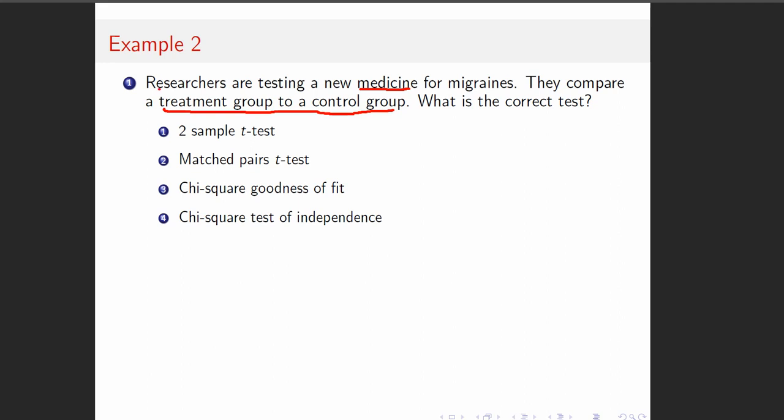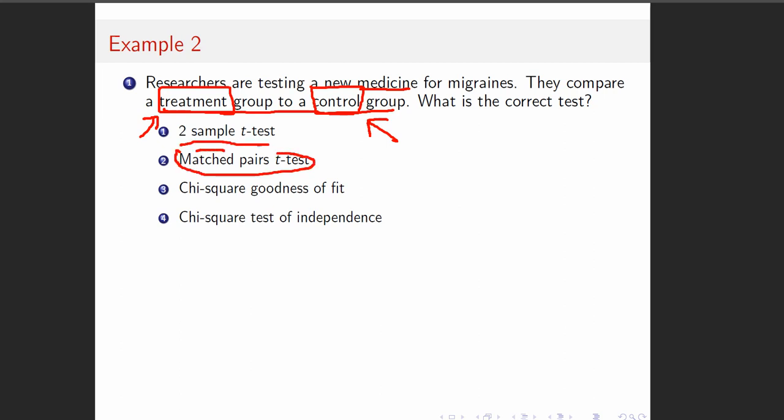Okay, well, the key to notice is that there is one group and there is another group. So we have one group that's getting the placebo or the sugar pill. We have another group that's getting the active medication. So we have two groups. This is a two-sample t-test.